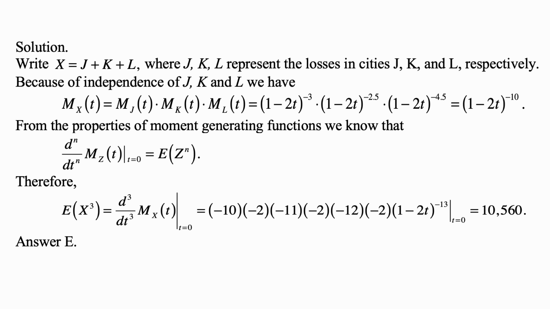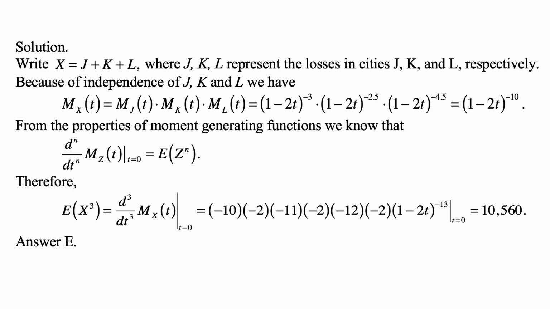Therefore, the moment-generating function of their sum is the product of moment-generating functions. So it is equal to (1 - 2t)^(-3) times (1 - 2t)^(-2.5) times (1 - 2t)^(-4.5), and that is equal to (1 - 2t)^(-10).